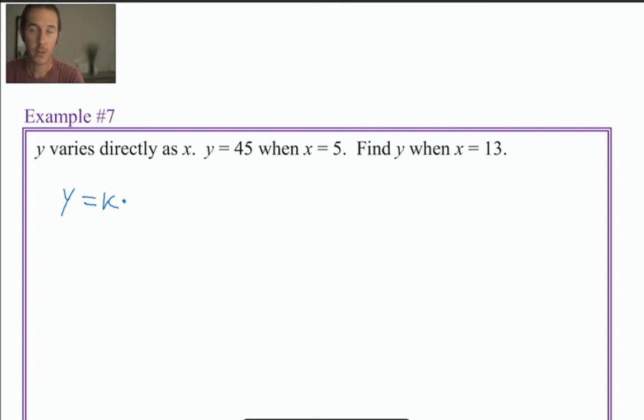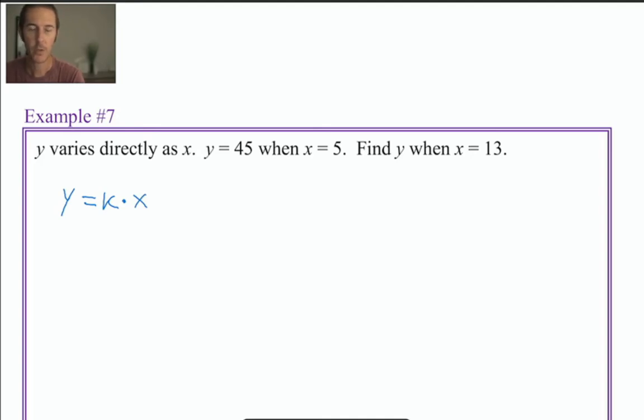The next type of variation is going to be varies inversely instead of varies directly. I just told you that varies directly means k times. In the next example, we're going to see varies inversely, which is going to mean k divided by. So we do need to know how to perform these translations. Okay, so y varies directly as x. There we go, we've got our equation.